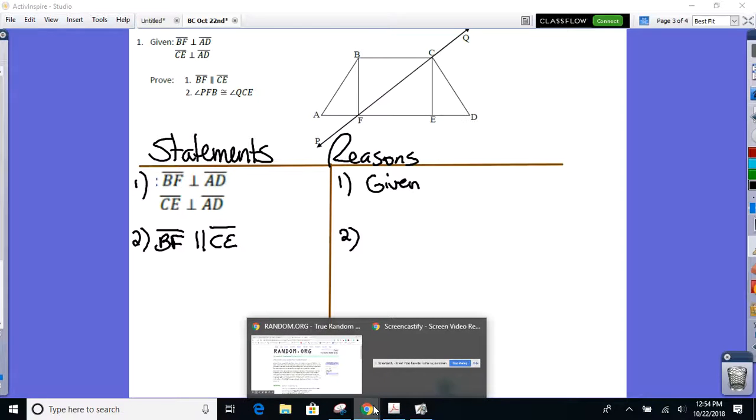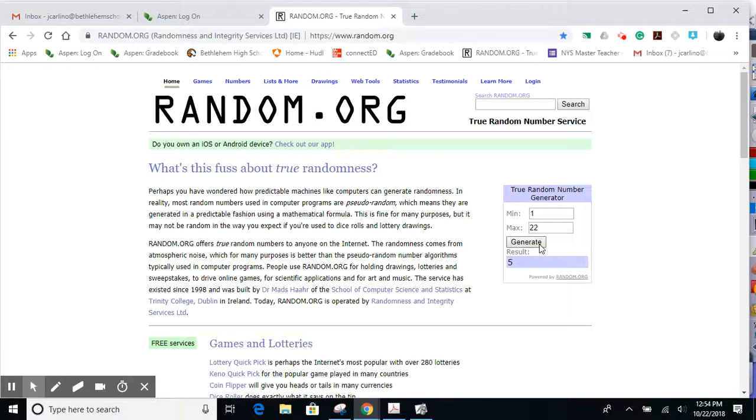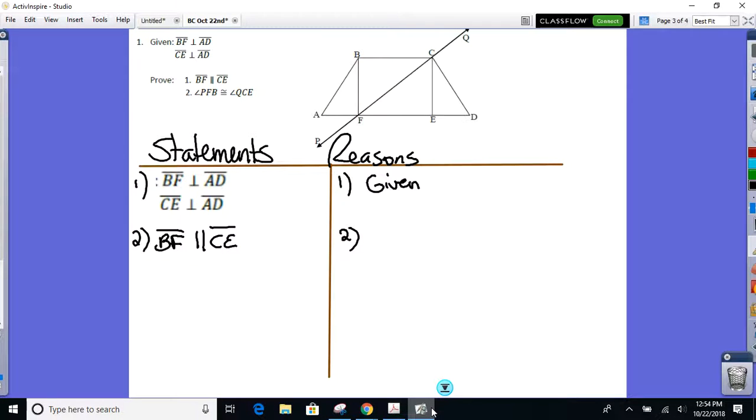And somebody else, I don't know if you heard Marin or not, but 5, what's the reason I want to use for this then? Yep. That's right on the index card, one of them anyway. Two lines perpendicular to the same line.